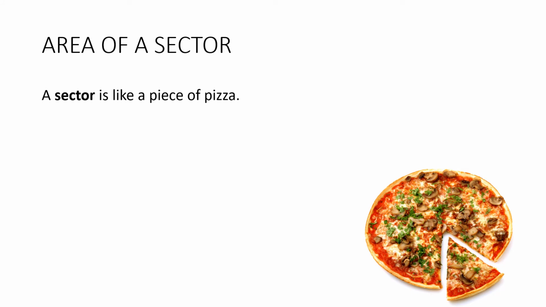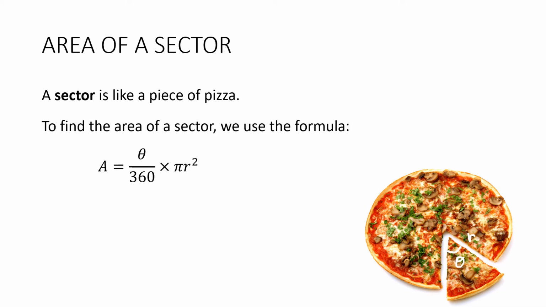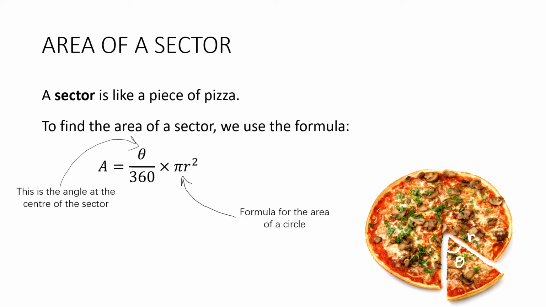But what about other sectors? A sector in a circle is like a piece of pizza. It has a certain angle, like here, and there's the radius of the pizza. Here's the formula to find the area of any sector. So we've got our angle out of 360, so that gives us our proportion of the circle that we want. And this is the formula for the area of a circle.